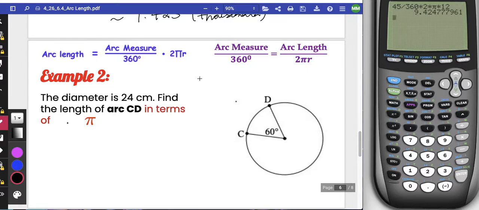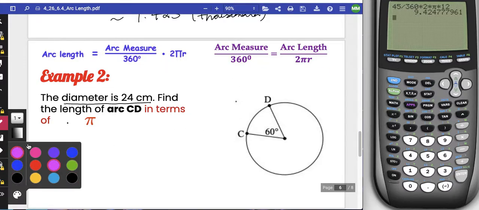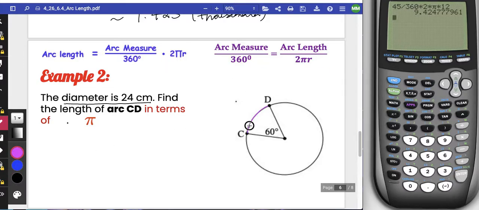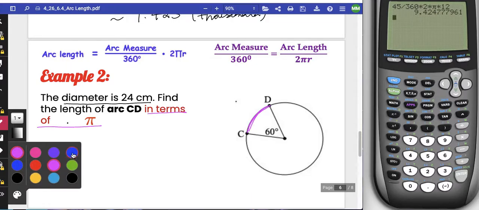The diameter, so I'm going to underline the keyword here. This time I have a diameter of 24. And this time we are going to find the length of arc CD, which is this piece. And also the answer says in terms of pi. It's quite interesting, this one. So let's see how we do this one.